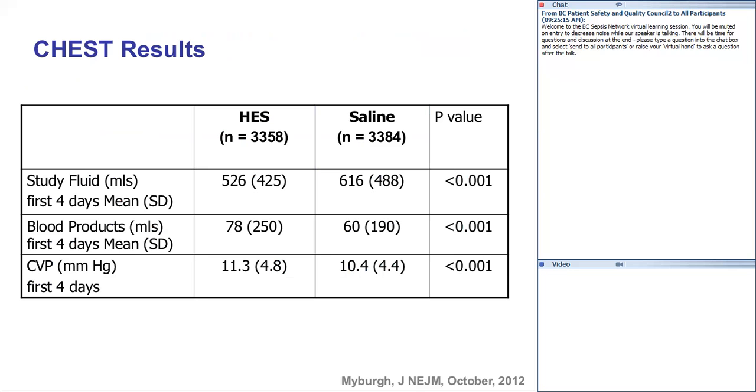6S trial. A little bit more blood in the starch as compared to the saline group, but not a lot of blood, less than 100 mils between the two groups. And the CVP over that first 4 days was statistically higher in the starch compared to the saline group, but I think we'd probably argue that that would not be considered clinically significant, 11.3 versus 10.4.